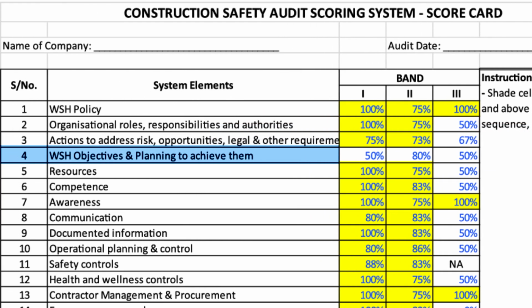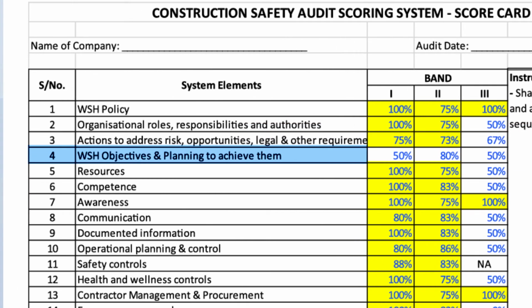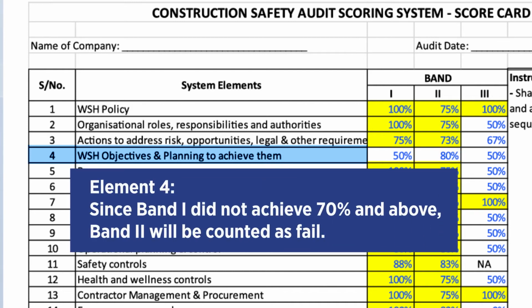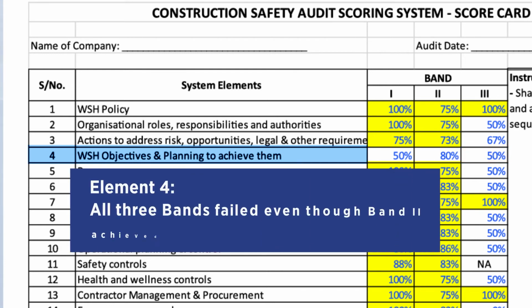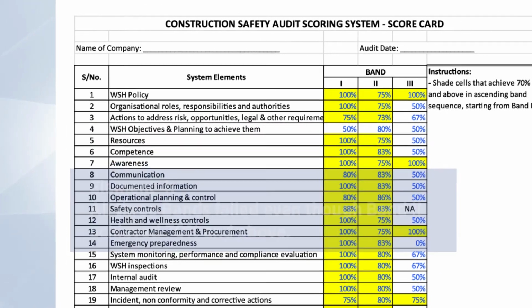Let's look at element 4, WSH objectives and planning to achieve them. Band 1 50% fail. Band 2 80% pass. However, because band 1 fails, therefore band 2 fails. Because if you don't have the procedure, how are you going to do the implementation? Band 3 50% fail. So for element 4, band 1, band 2 and band 3 all fail.